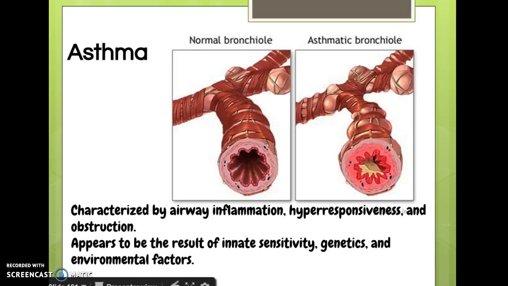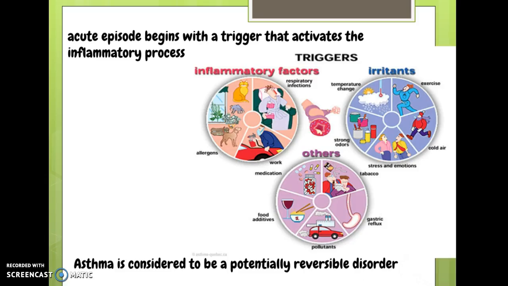Patients can have attacks of varying intensity, and there appear to be 2 distinct phases, which are labeled early and late phase. The early phase of an acute episode begins with a trigger, and a trigger can be an allergen, so if someone's allergic to tree pollen, that could be considered a trigger. An irritant, like maybe the smell of gasoline fumes. Infection, like a viral illness, maybe a cold. Exercise, gastric reflux, or stress that activates the inflammatory response.